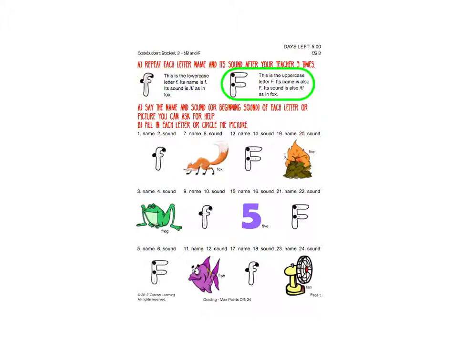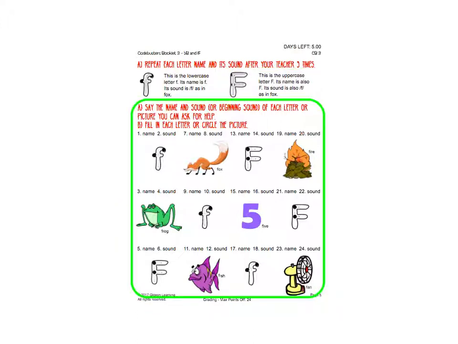This is the uppercase letter F. Its name is also F. Its sound is also F, as in fox. F, F, F. And we can write our uppercase letter F. Now let's go to the next section.